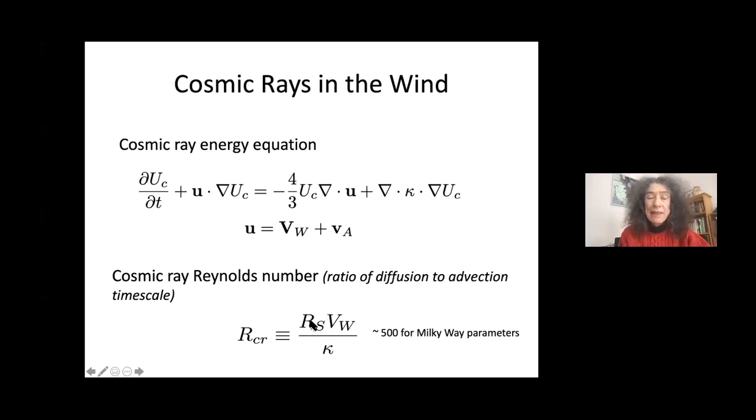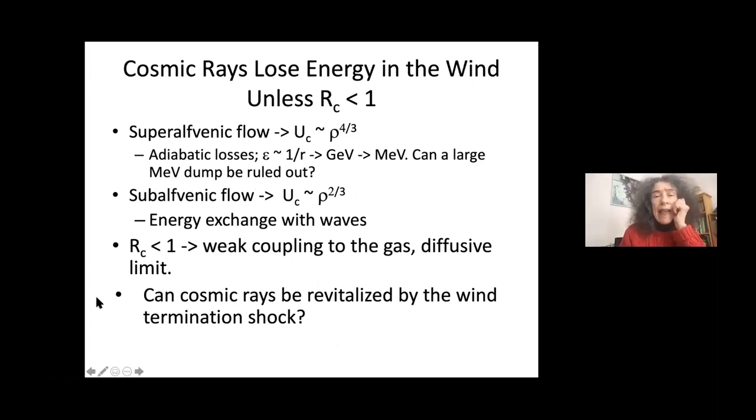So in the case that we'll be interested in, the wind is going to terminate in a shock, and R_s is the radius of that shock, and there's a wind velocity, and there's the diffusivity. And if we put in Milky Way type parameters, this number is about 500, which implies that cosmic rays are pretty well coupled to the gas, just an empirical statement. And in that case, the cosmic rays lose energy in the wind.